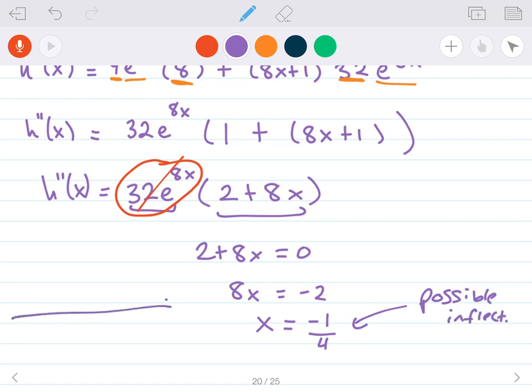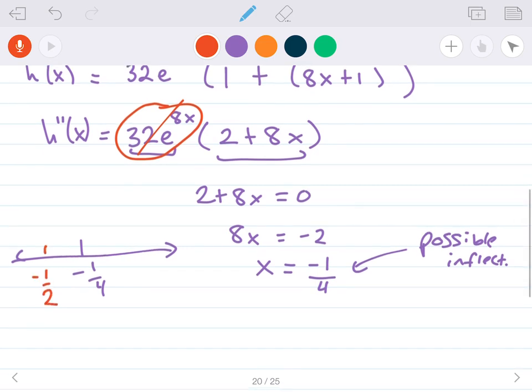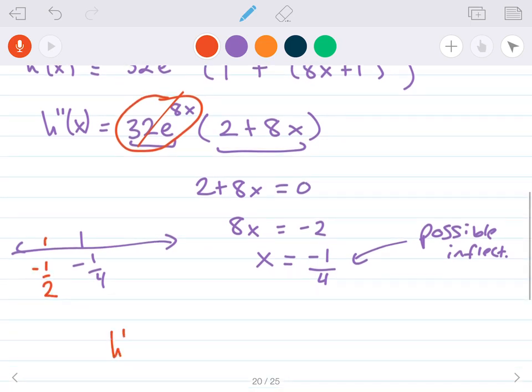So here is my possible inflection point. To the left of negative 1/4, something smaller than that is negative 1/2. So let's plug in negative 1/2 into our second derivative and see what happens.